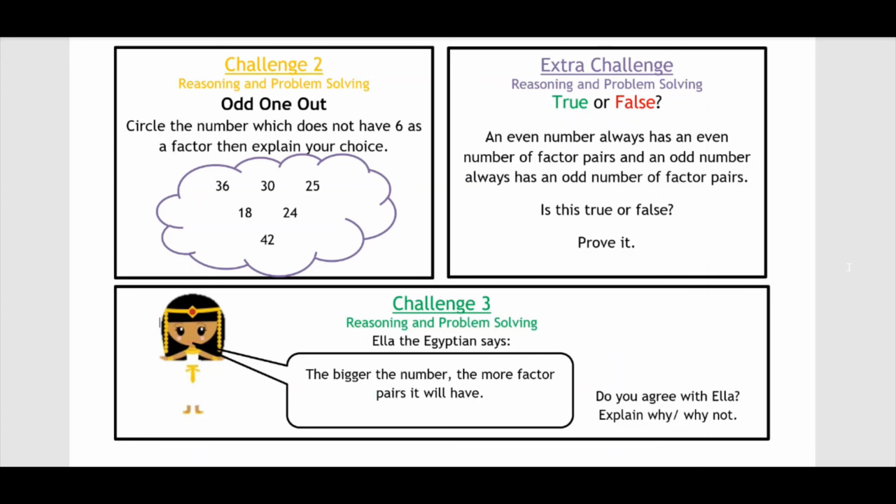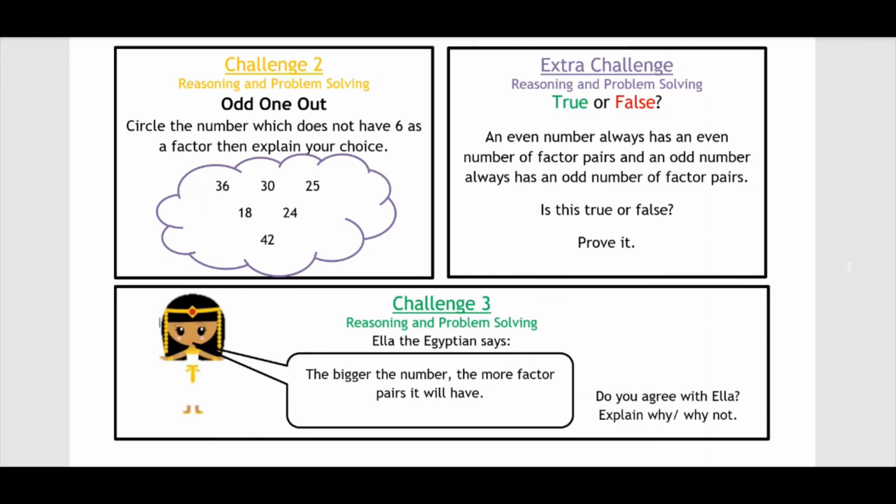Challenge number 3 at the bottom, reasoning and problem solving. Ella, the Egyptian, says, the bigger the number, the more factor pairs it will have. Do you agree with Ella? And you need to explain why or why not. Have a go at lots of different calculations, and remember, we're trying to work systematically. So start with a large number. Maybe you might want to use a factor rainbow to have a look into all the different factors.